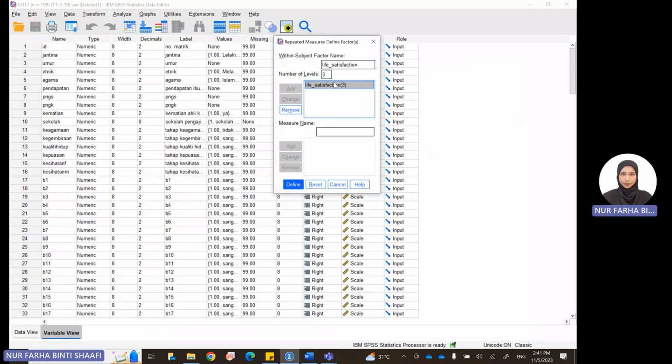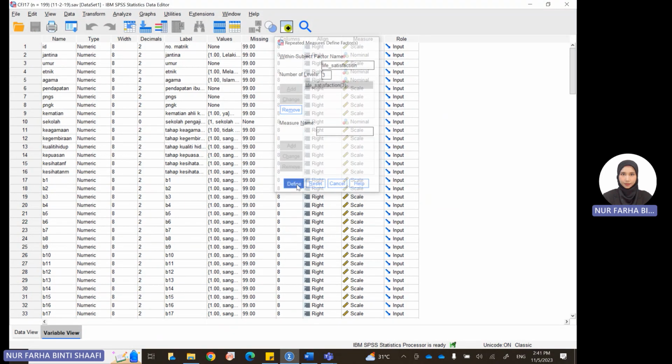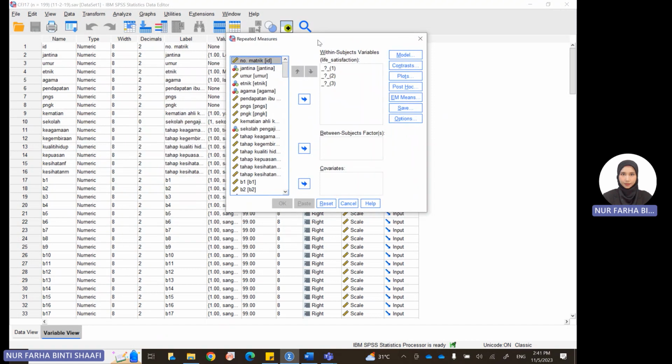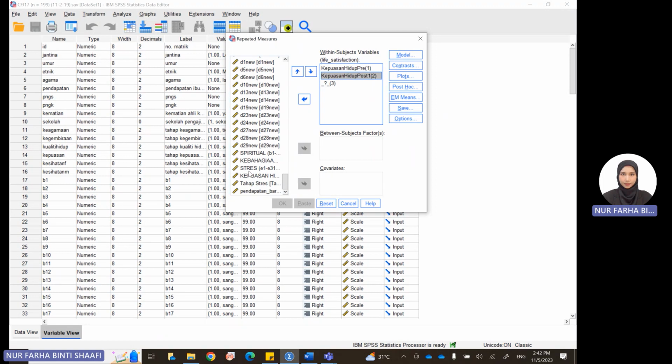Before you click define, make sure you click here life satisfaction to ensure your define pops up. So you click define. You look at within subject variables. You have 3 here with the question marks. So you need to click on what you need to analyze. The first one is kepuasan hidup pre. Insert. Kepuasan hidup post 1. Insert. Kepuasan hidup post 2. Insert. So you have inserted these 3.